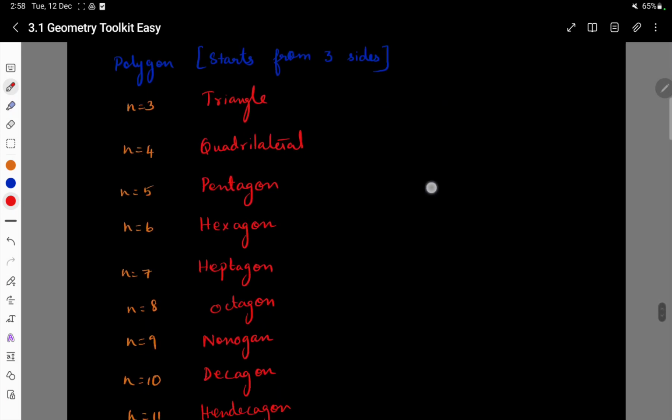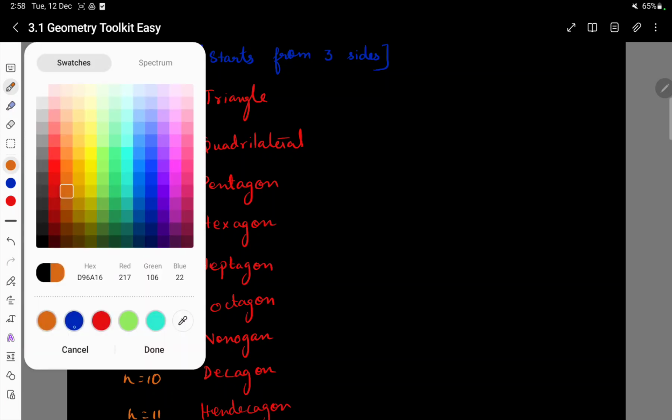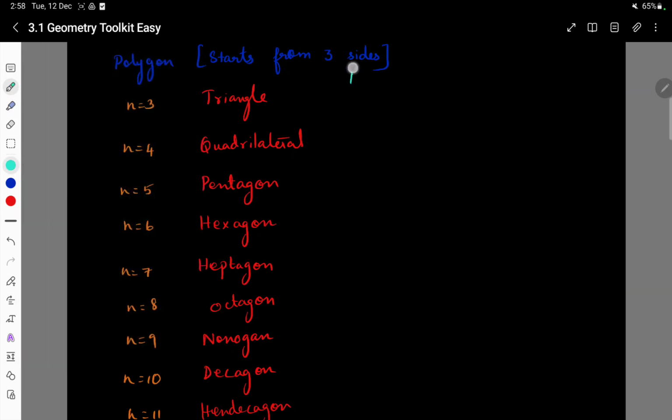In these, if they have mentioned regular, which means this triangle is not just any triangle, it is an equilateral triangle, and this quadrilateral will be a square. Now if they have mentioned regular, all sides and all angles are equal. So we call this a regular pentagon.